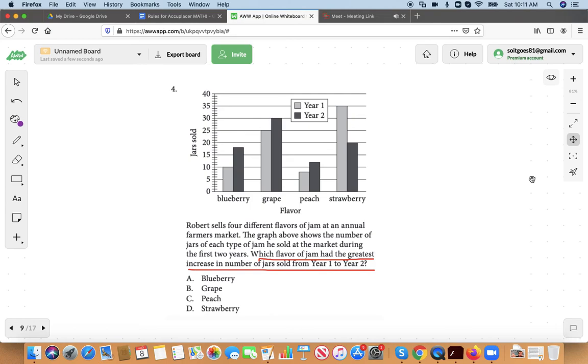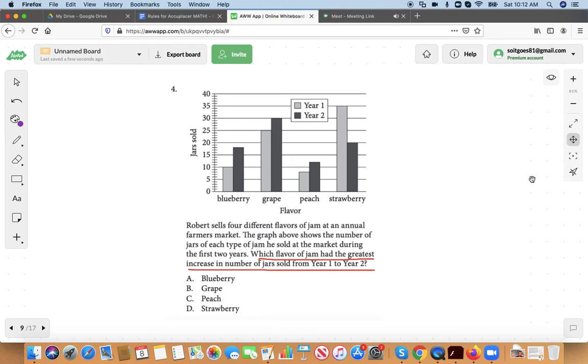What about the x-axis going left and right? The flavors of the jams, absolutely. And we've got 4 different flavors: blueberry, grape, peach, strawberry. Great. Is there a key? Yeah, there's a key. What's the key say? The light gray means year 1, and the dark gray means year 2. Absolutely.